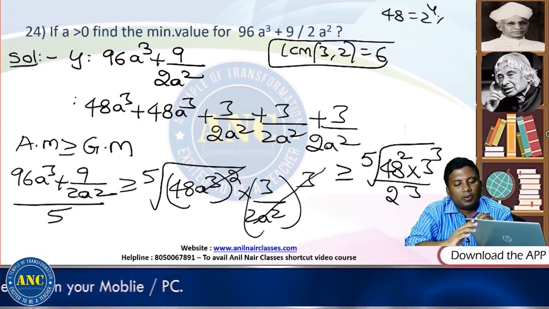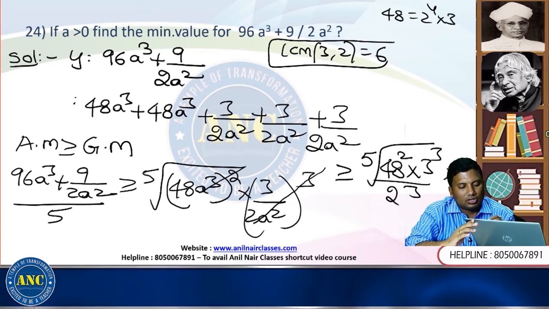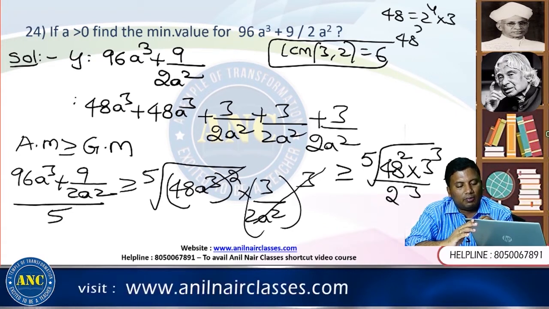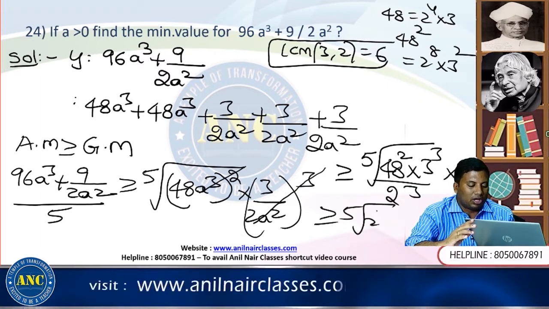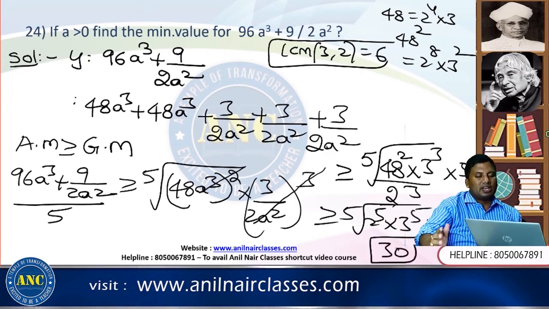48 is 2 power 4 into 3. So 48 square will become 2 power 8 into 3 square. 2 power 8 by 2 power 3 is 2 power 5. So the fifth root of 2 power 5 into 3 power 5 into 5. 6 5s are 30.